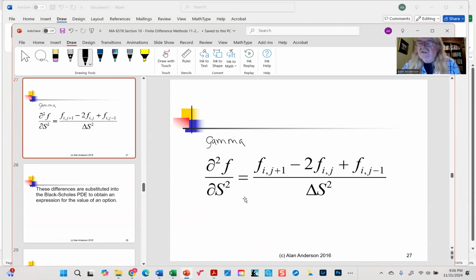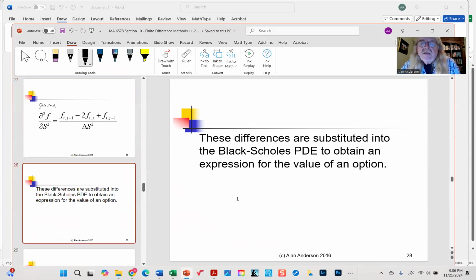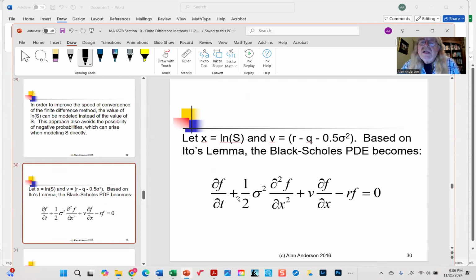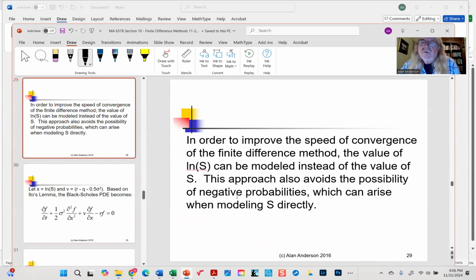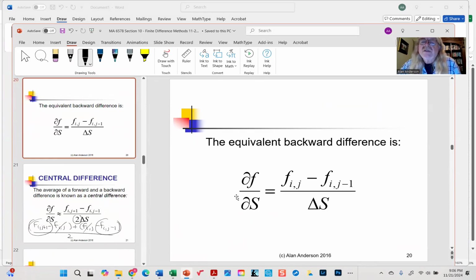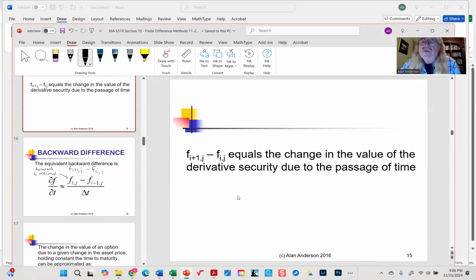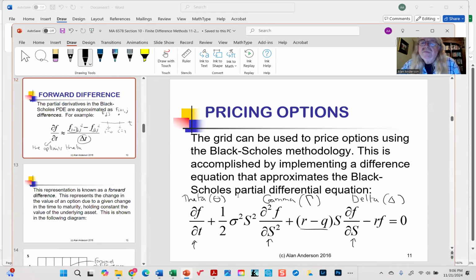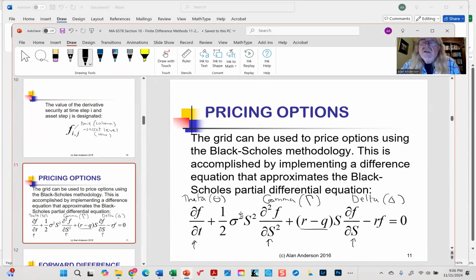This is the difference of differences. That's why it looks like this. And you notice in the denominator, it's delta S squared. Now, what's going to happen is we're going to take this differential equation, which is actually a partial differential equation, and we're going to make some changes.